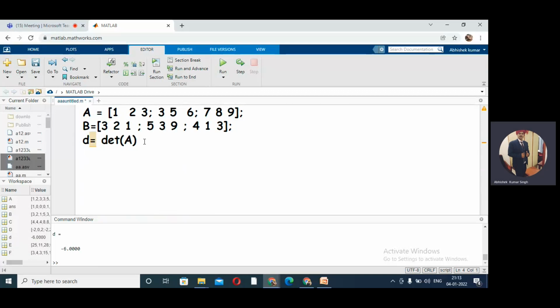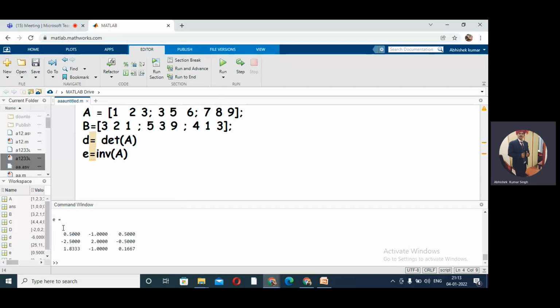For that, in MATLAB, we have the command INV of A. INV will give the inverse of the matrix. We can see that. Yes, this is the E matrix. So this is the inverse of the matrix using the INV command.